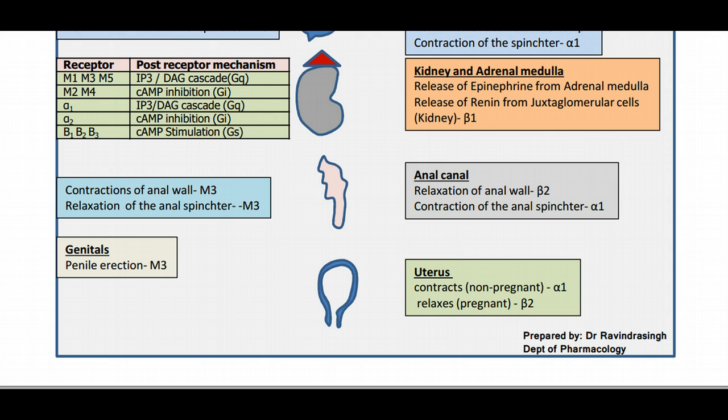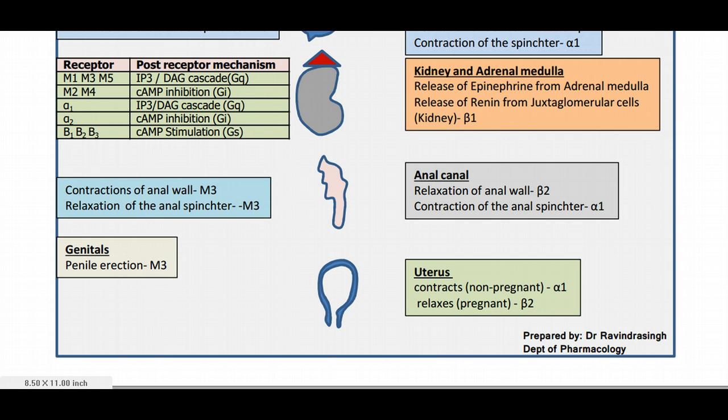And there's another very important effect of the sympathetic system on the kidney. Now, interestingly, the kidney mainly has beta 1 receptors, so whenever these beta 1 receptors are stimulated, it will cause release of renin from the juxtaglomerular cells. This renin will in turn cause formation of angiotensin. Then this angiotensin will in turn increase blood pressure and also cause aldosterone release from the adrenal cortex. And not only that, it also helps in the release of epinephrine from the adrenal medulla.